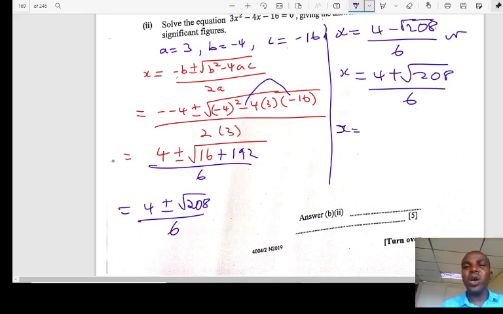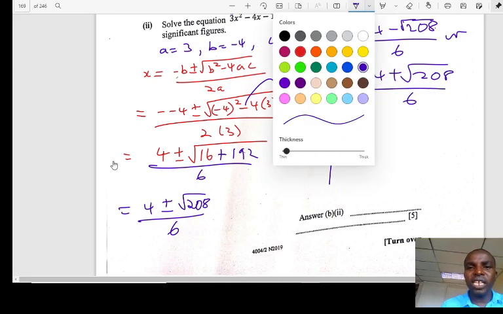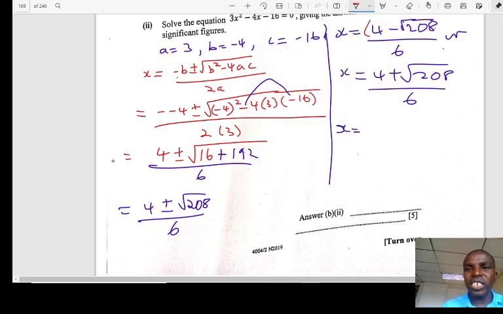Right, when punching in your calculator, please put this inside the brackets, even this one inside the brackets. But first thing, basically what is easy, just punch the numerator, then equal sign, then you divide by the denominator. You say 4 minus square root of 208. Press equal sign first, then you say divided by 6, then it will be minus 1.73.